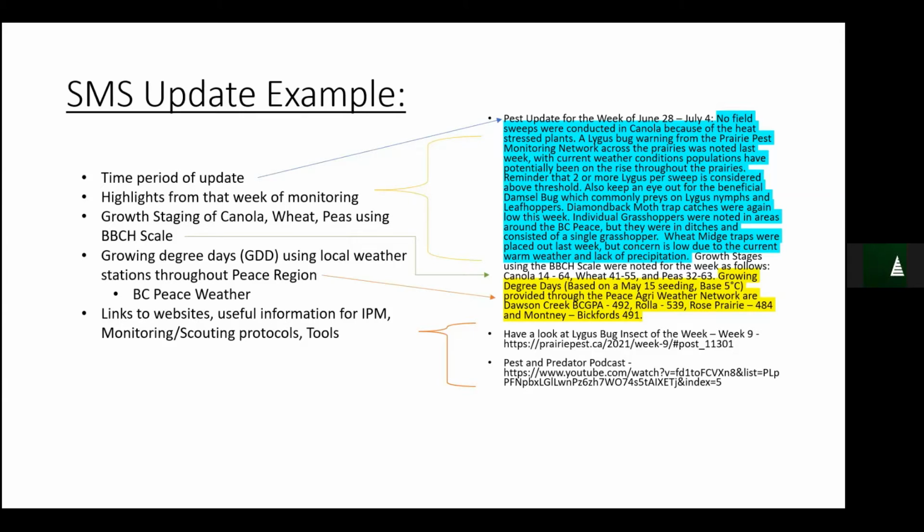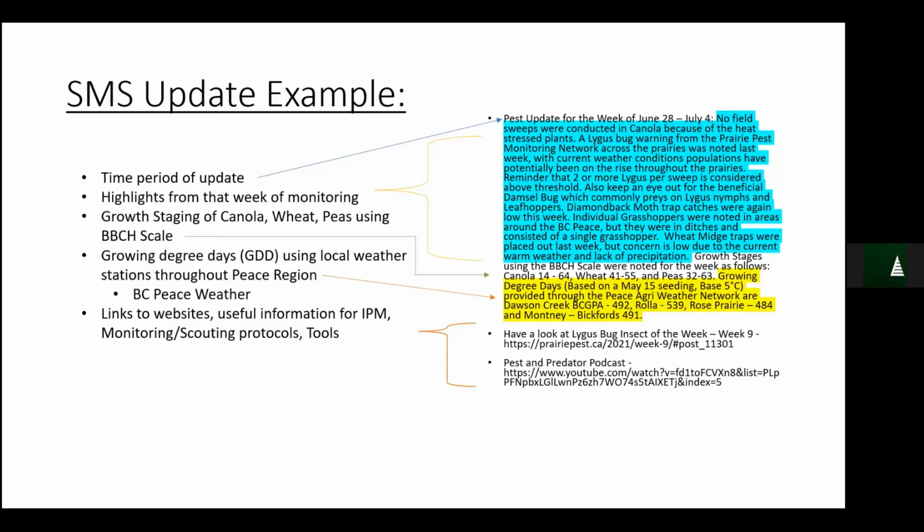So we have the time period you can see there, and this one's from this season, from June 28th to July 4th. It highlights what we've seen in the monitoring, in our traps and in our sweeps and out in the field, and also gives an update with what other people might be seeing. The Prairie Pest Monitoring Network is one that we also watch closely, and you can see that at the time, I think the heat bubble was starting. So there was a Lygus bug warning from the Prairie Pest Monitoring Network across the prairies, and we were also starting to see some of that trickle down into our region as well.